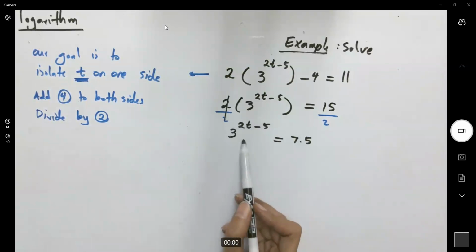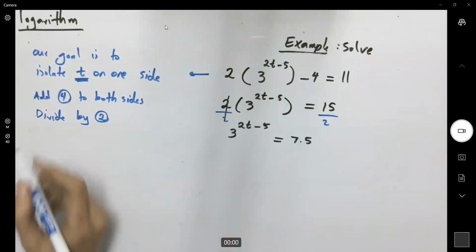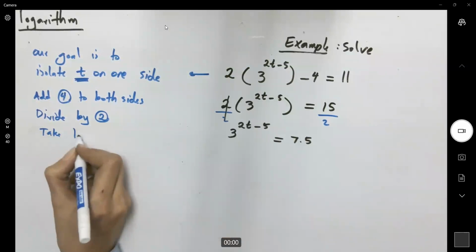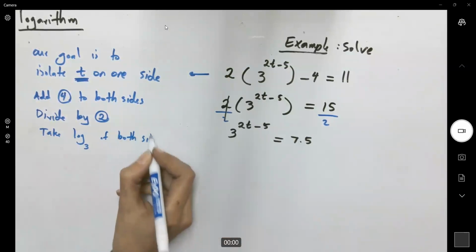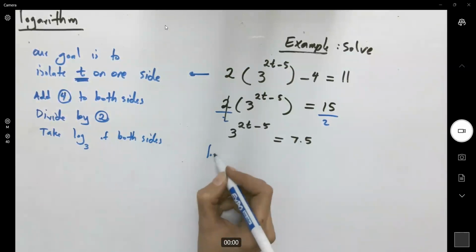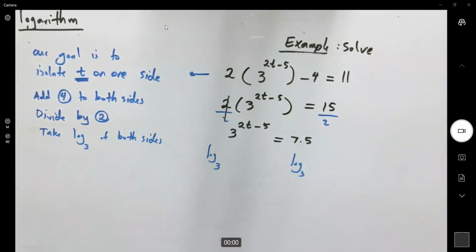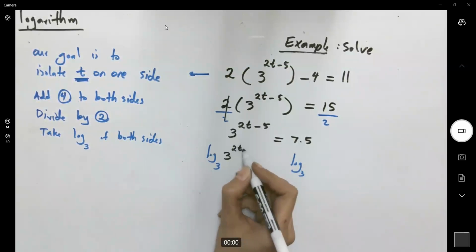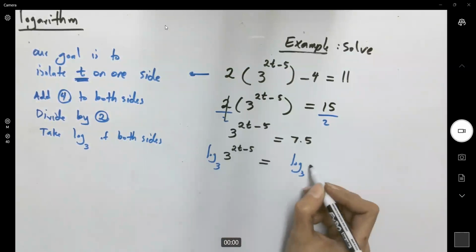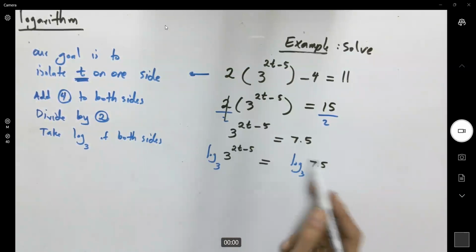Now you take log with base 3 of both sides. So log with base 3, log with base 3. Okay, I'm going to copy this guy down here. I have 3 raised to 2t minus 5 equals to log with base 3 of 7.5. For this guy, I have to use a calculator. I don't have any other choice.